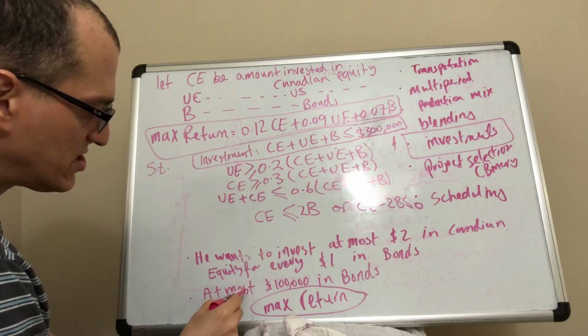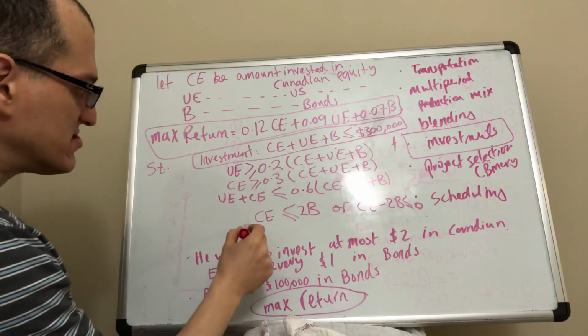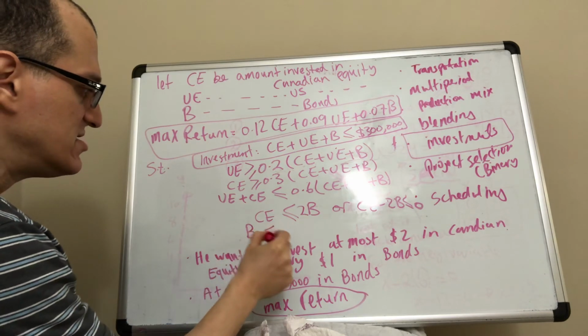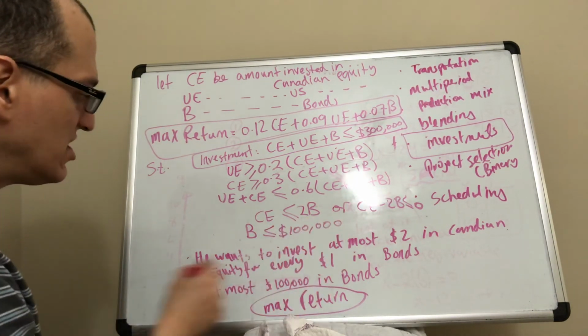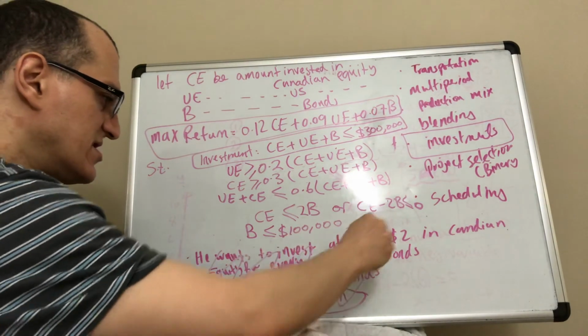And then one more, at most 100,000 in bonds, so whatever you decide to do in B, not to go over 100,000, that's your limit for bonds. We took care of everything.